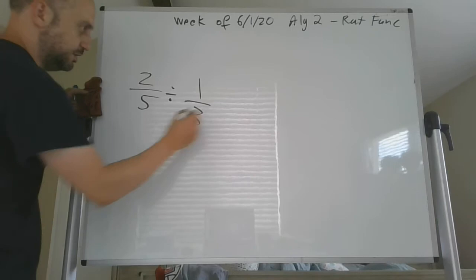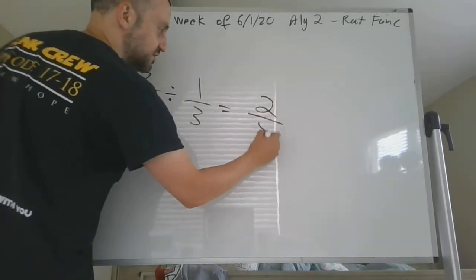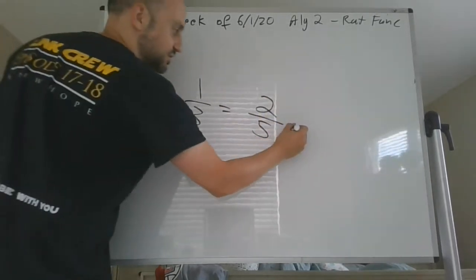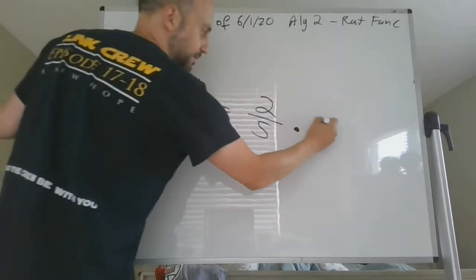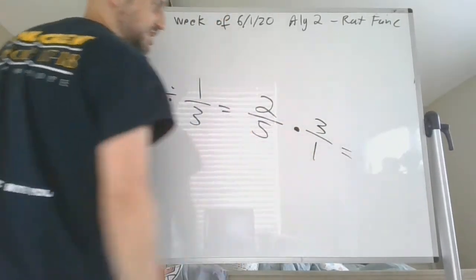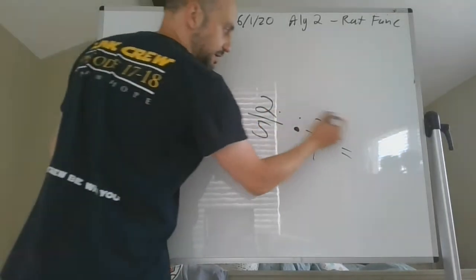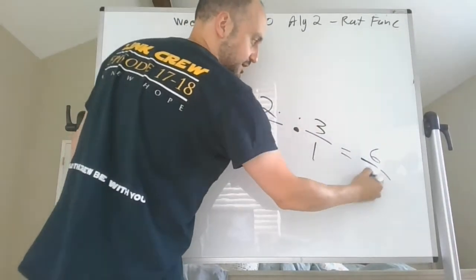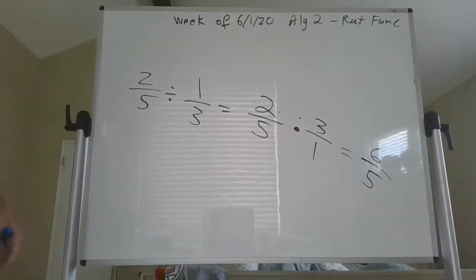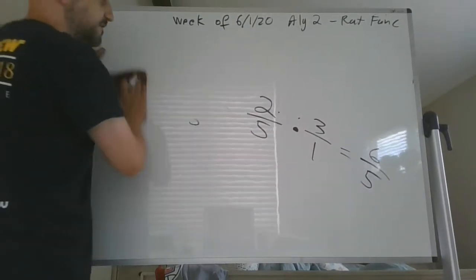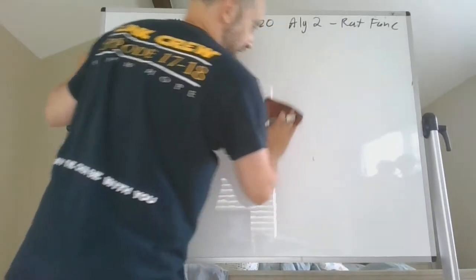you have to change this, keep, change, flip. And you guys remember doing that? Keep, change, flip. It's a little trick you learn in elementary school. Now, 2 times 3 is 6. 5 times 1 is 5. So that answer is different there. So just remember for division, you have to do keep, change, flip.